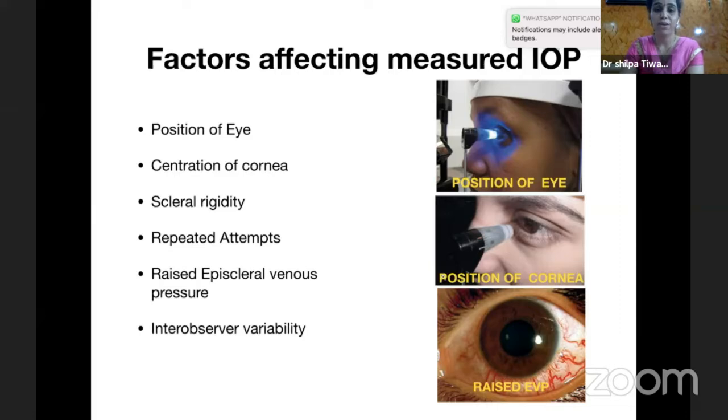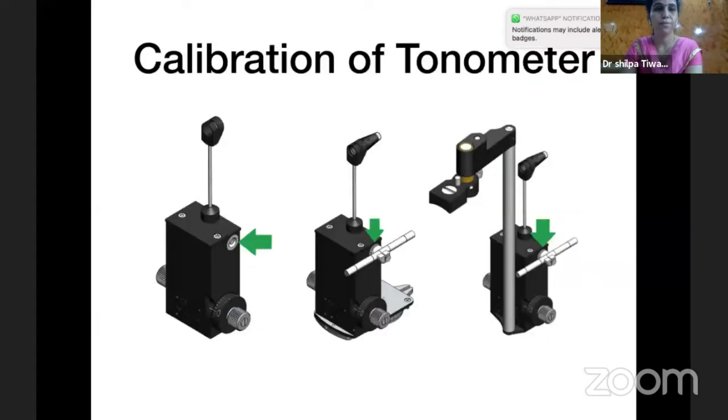Repeated attempts, this is very, very important. It's studied that repeated attempts of intraocular pressure recording lead to underestimation, and inter-observer variability is also an important factor. Now, calibration. This is the thing which we usually forget in our routine day-to-day practice. We should do calibration on a routine basis as advised by the machine user manual. It is different for different machines, but we should make a checklist for this in our routine day-to-day practice.